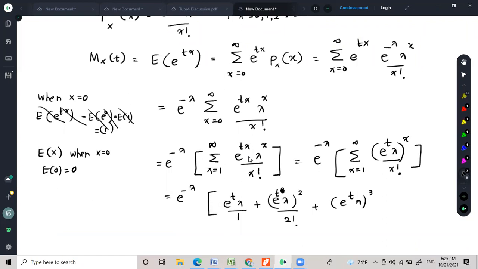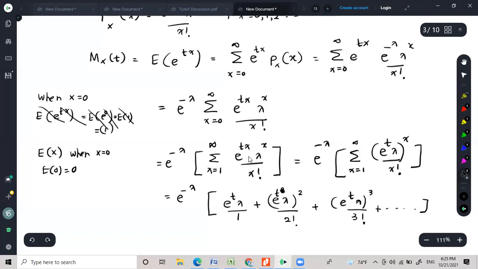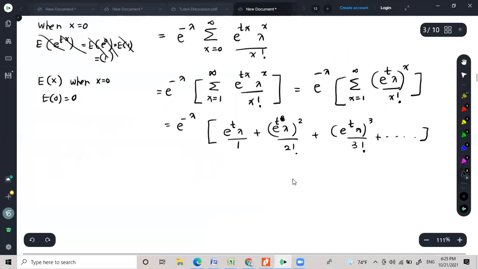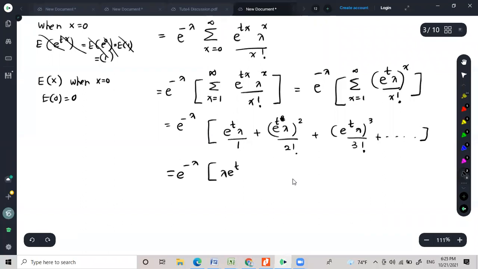Am I right? I think I missed something. No, correct, right. Okay, so 3 factorial, and it goes on like this. And then I'm going to take this lambda e to the t outside, because you see lambda e to the power t in all the terms. So I'm going to take it outside.